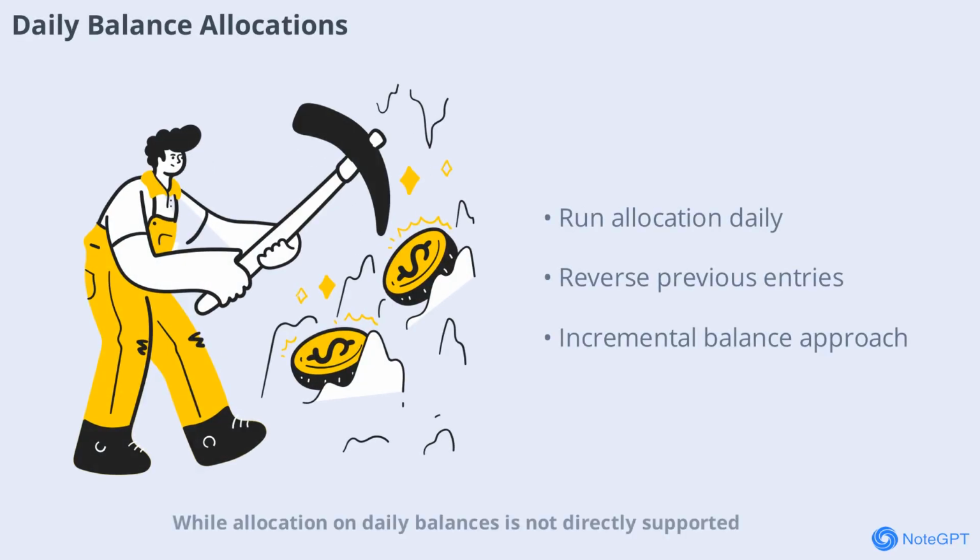While allocation on daily balances is not directly supported, you can achieve this by defining an allocation rule with parent accounts as the source and running the allocation daily. Make sure to reverse the previous day's entries before each run. This incremental approach allows for daily distribution of balances, even though ADB allocations are not yet available.